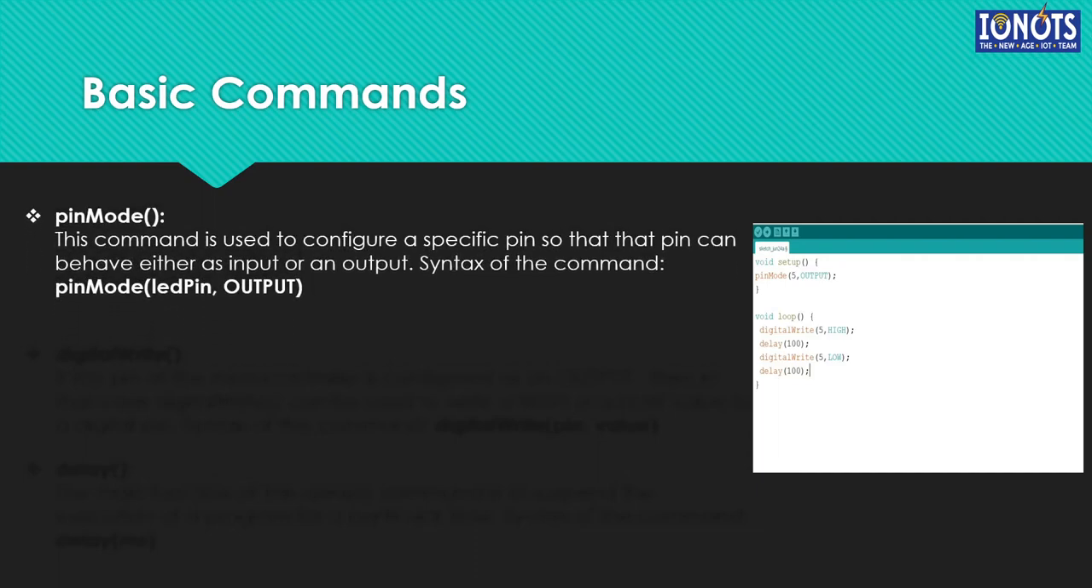Number one is pinMode. The pinMode function is used to configure a specific pin on the Arduino board so that the pin can behave either as an input pin or an output pin. On configuring the pin as either an input or output, that configured pin can detect the state of the devices which are connected to it. The syntax of the command is as shown on the screen.